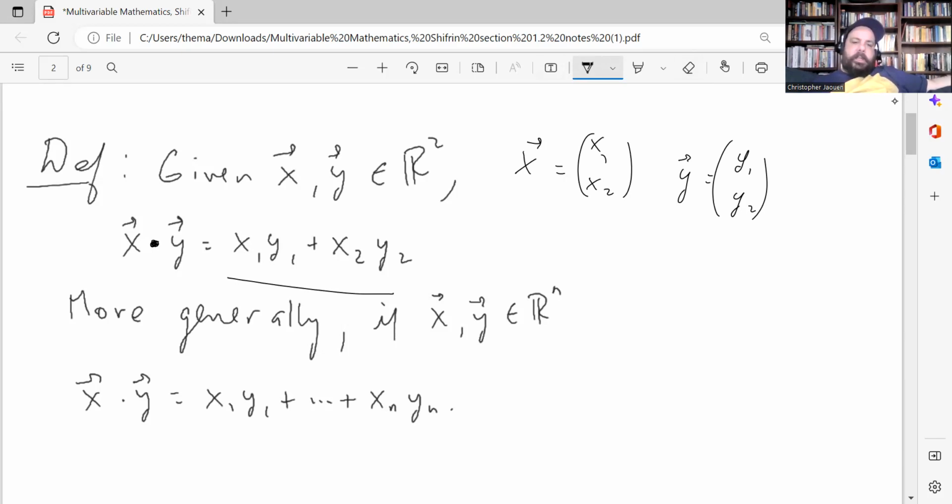And more generally, if you want to define it for vectors in Rn, if x and y are vectors in Rn, meaning they have n components, so x has components x1 up to xn, and y has components y1 up to yn, then the dot product is defined in a similar way. You just multiply each of the respective components by each other and you add the products up. So x1 times y1 plus x2 times y2, and so on, all the way up to xn times yn. So that's the definition of the dot product.